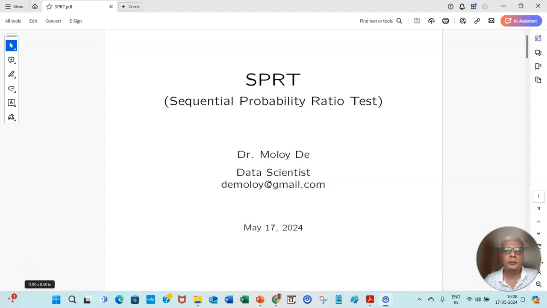Hello friends, today I'll be talking about SPRT, Sequential Probability Ratio Test. It's a statistical testing technique where you don't consider the entire sample at a time but go on collecting the sample one by one till you reach the decision.